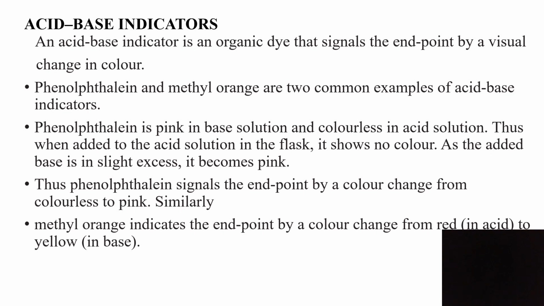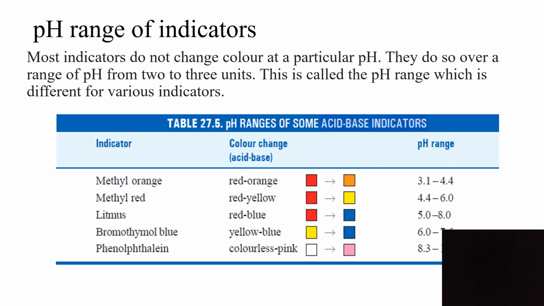Similarly, in the case of methyl orange, the end point is indicated by the color change from red in acid medium to yellow in base medium. pH range of indicators. Most indicators do not change color at a particular pH. They do so over a range of pH of 2 to 3 units. This is called the pH range, which is different for various indicators. The table shows the pH range of some acid-base indicators like methyl orange, methyl red, litmus, bromothymol blue, and phenolphthalein.